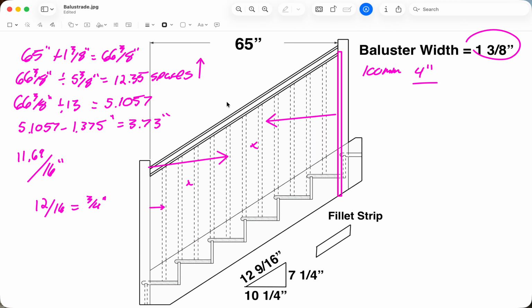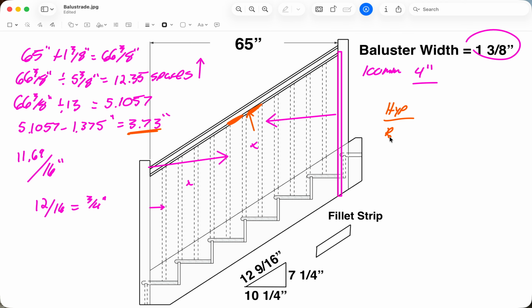Now, the last thing I said we would do is figure out the length of the fillet strip. We would be cutting in blocks of wood to fit as spacers between the balusters, in the rebate on the underside of that railing. So we take what we know about our stairs, apply our actual space between balusters, and then we can calculate the hypotenuse for our fillet strip. This particular set of stairs has a rise of 7 1/4 and a run of 10 1/4, and if we calculate the hypotenuse of that, the unit bridge, we would get 12 9/16.